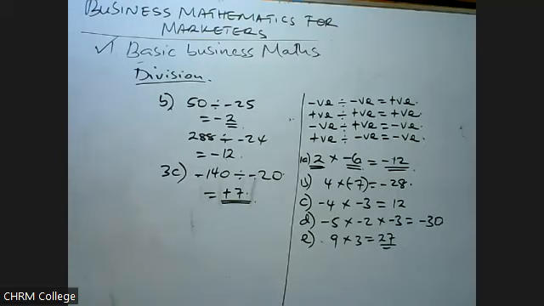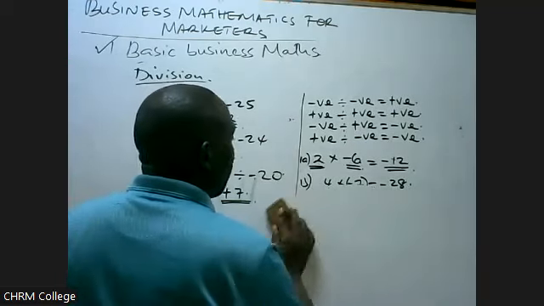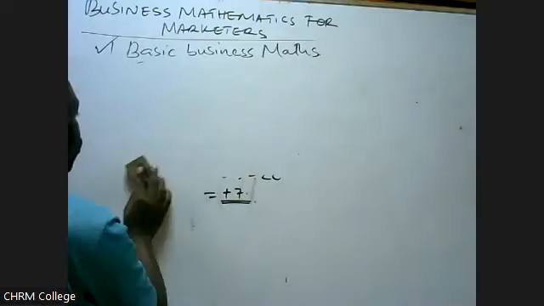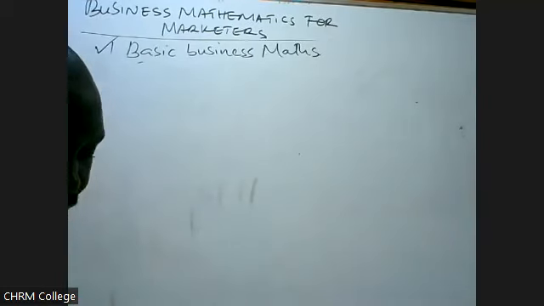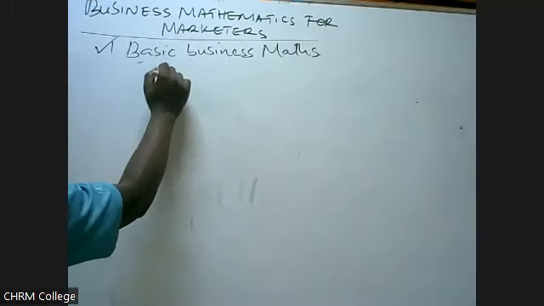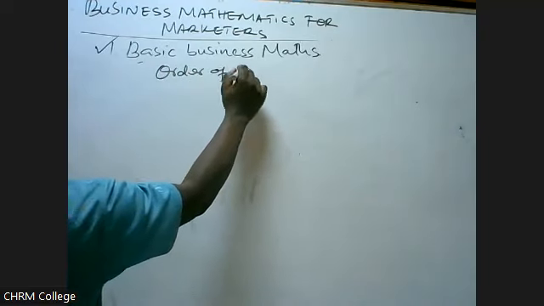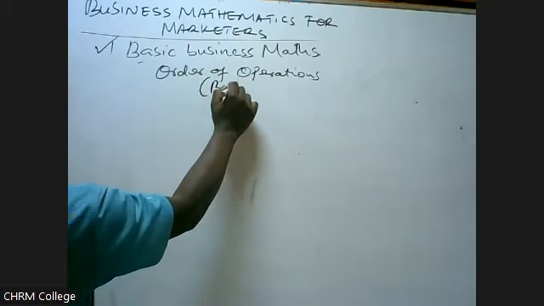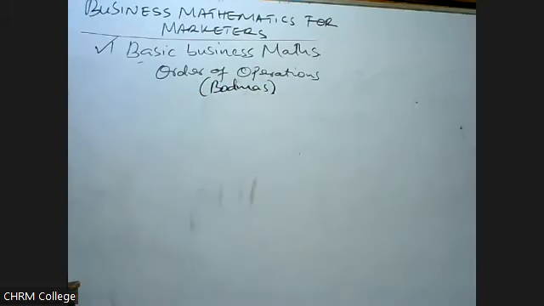Once you have done the four of them, addition, subtraction, multiplication, and division, you can now go and do what we call BODMAS. You can combine them, and that is what we call the order of operations, which involves BODMAS.